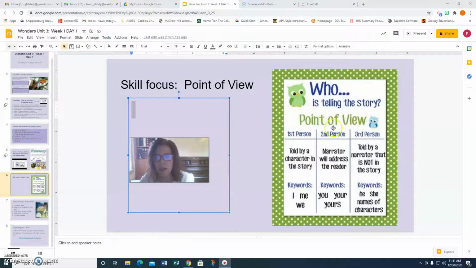Now, there is another point of view. We don't touch on it a lot in fourth grade, where second person is where a narrator will address the reader, and you might see words like you and your. But first person and third person are mostly the ones that we will be focusing on in fourth grade this year. So let's take a look.